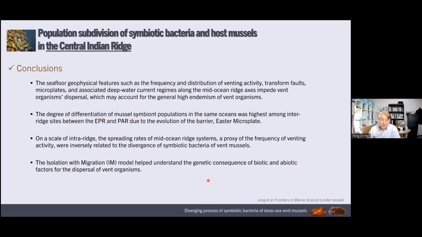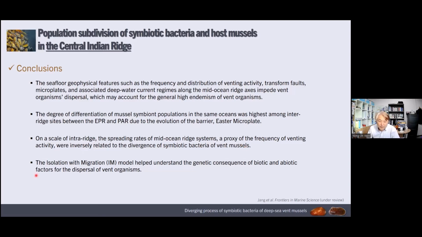So finally, I'd like to conclude from this presentation that the seafloor geophysical features such as the frequency and distribution of the vent activity, transform faults, microplates, and associated deep water current regime along the mid-ocean ridge axis impede the vent organisms' dispersal, which may account for the general high endemism of vent organisms. And the degree of differentiation of mussel symbiont populations in the same ocean was highest among inter-ridge sites, EPR. And on a scale of intra-ridge, the spreading rate of the mid-ocean ridge system, a proxy of the frequency of venting activity, was inversely related to the divergence of symbiotic bacteria of vent mussel.